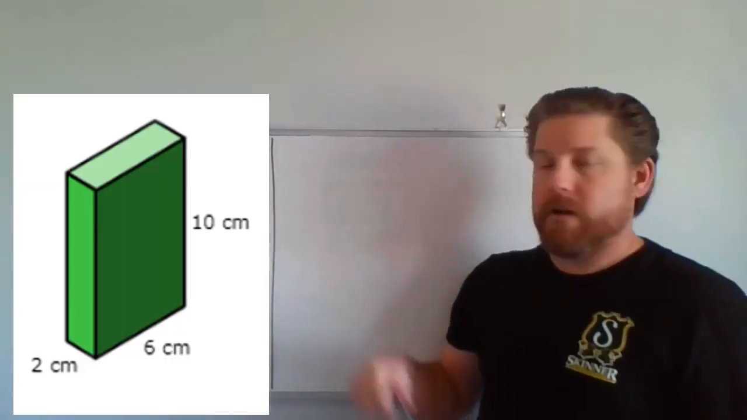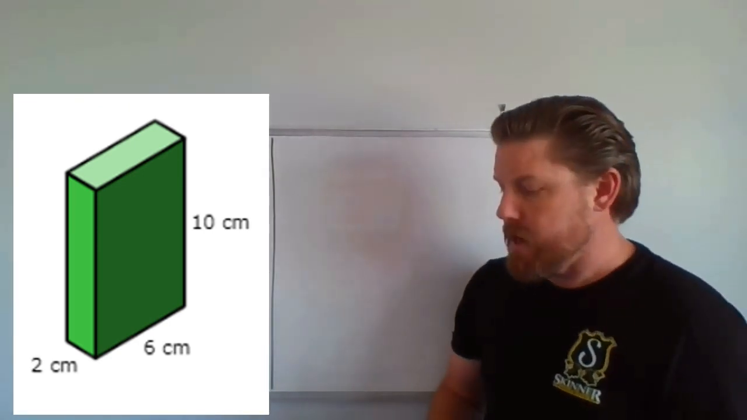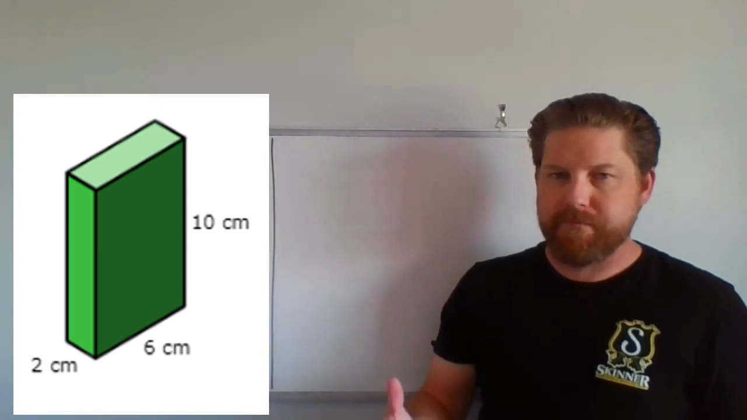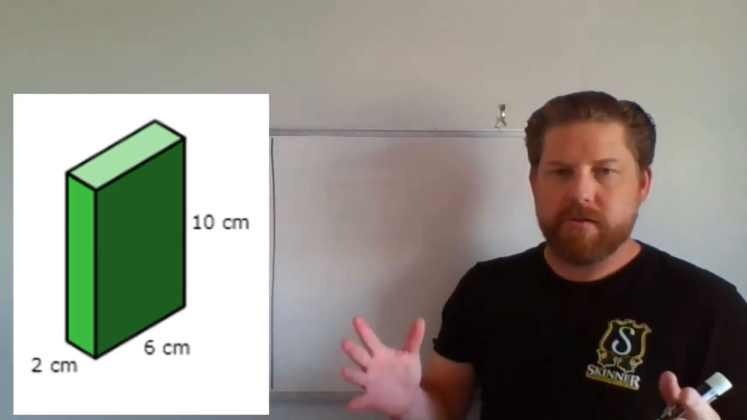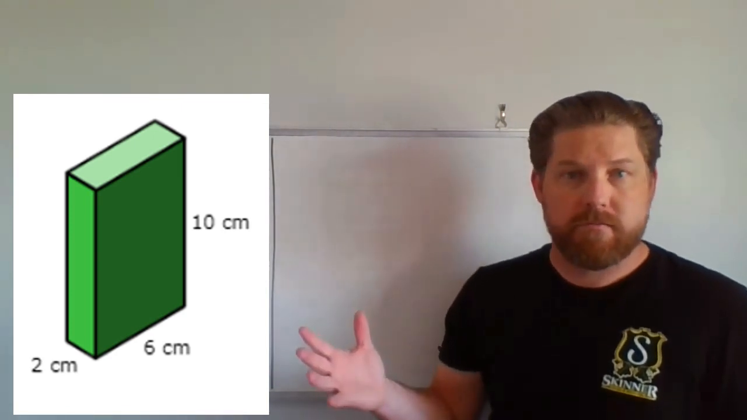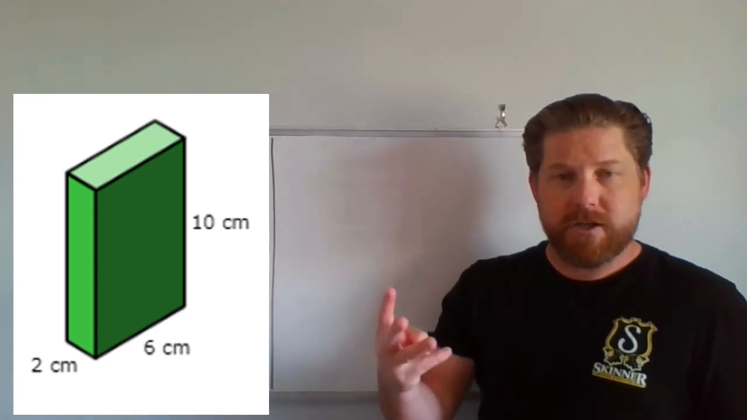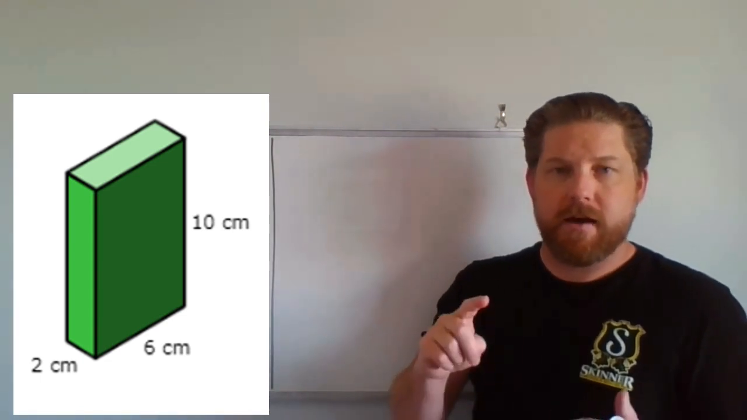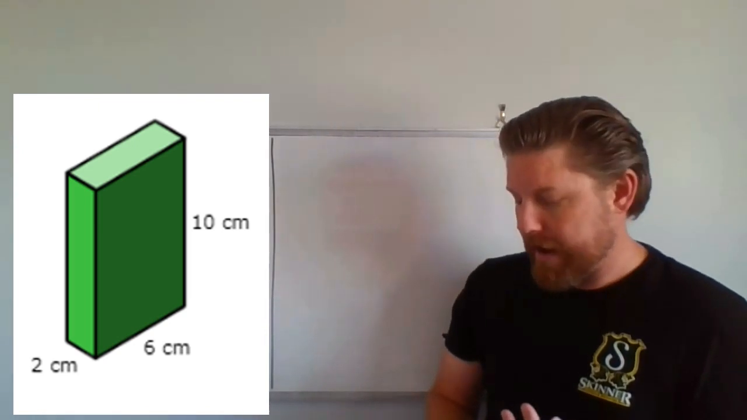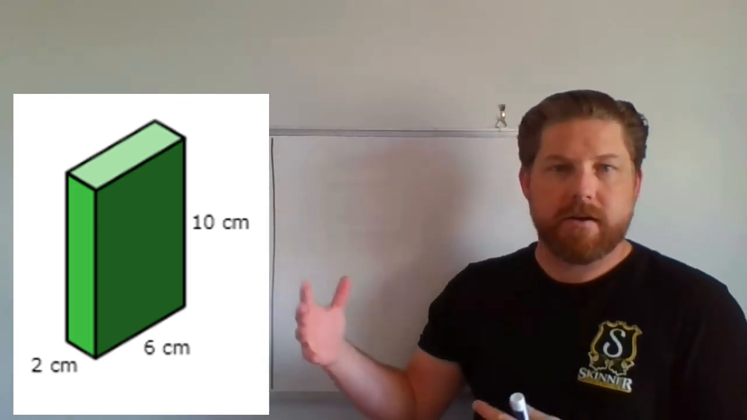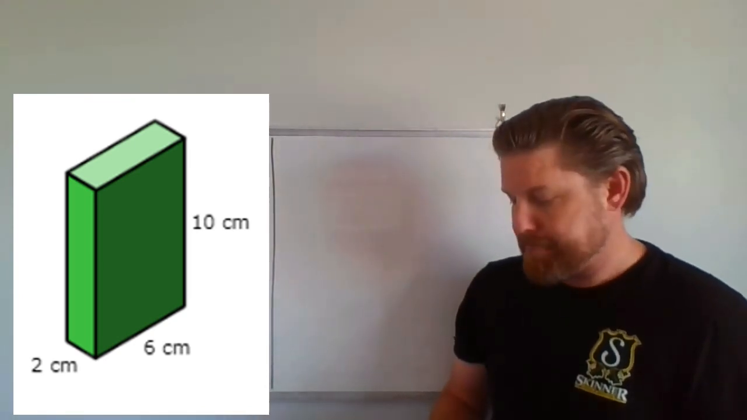Okay, the first thing we're going to go over today is the volume of a rectangular prism. A rectangular prism is any three-dimensional shape where all of the faces are made up of rectangles. So pretty straightforward. It's three dimensions, so that means we have a length and a width and a height. Our answer is going to be in cubic units, be that cubic meters or cubic inches.